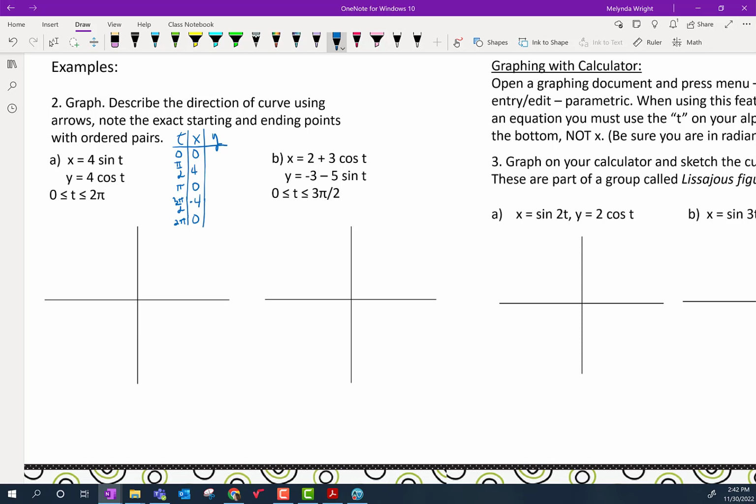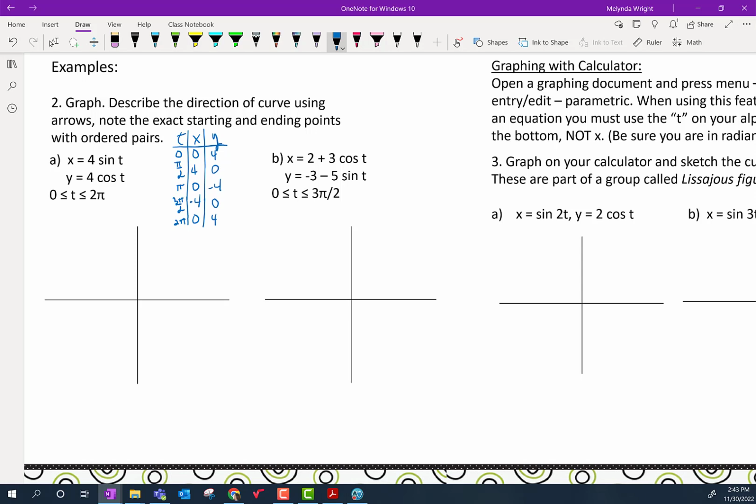Okay. Let's work on the y column now. So we're going to do cosine. Cosine of 0 is 1. 4 times 1 is 4. Cosine of pi over 2 is 0, so it gives us a 0. Cosine of pi is -1, so 4 times -1 is -4. Cosine of 3 pi over 2 is 0. And cosine of 2 pi is 1, so 1 times 4 is 4. All right, so here we go.